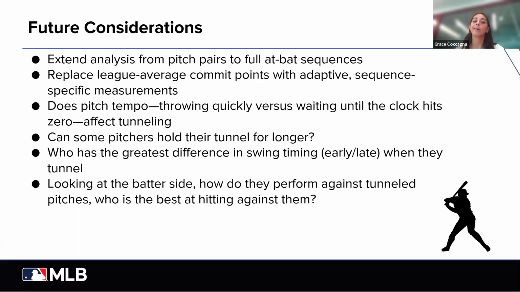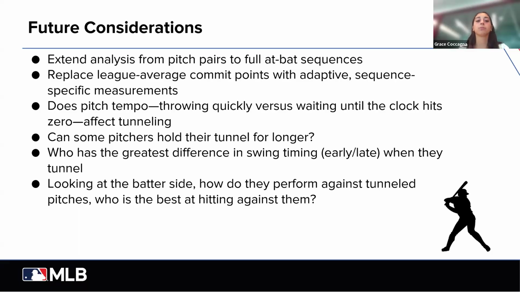Following that, I'm curious to see if the pitch tempo affects the tunneling at all. That is, how quickly versus how long a pitcher might wait before throwing that next pitch. Are they trying to pick off a runner at first base? Does timing affect that at all? I'm also interested if some pitchers can hold their tunnel for longer. So after those 2 pitches are hitting that commit point, how long are they staying tunneled before ultimately diverging?